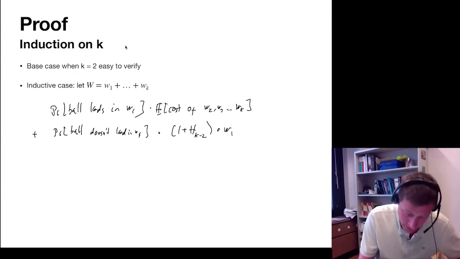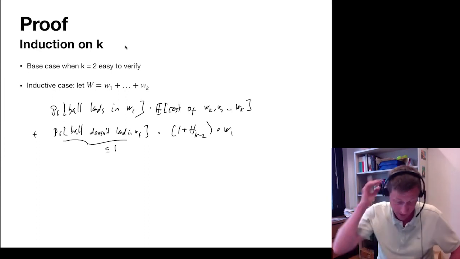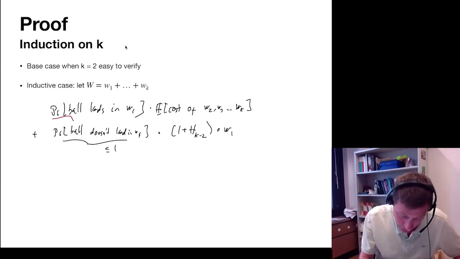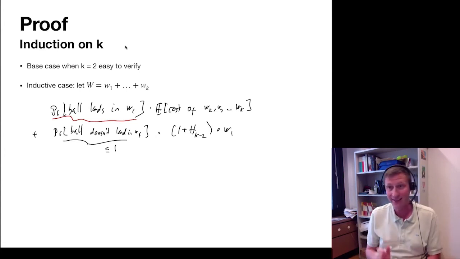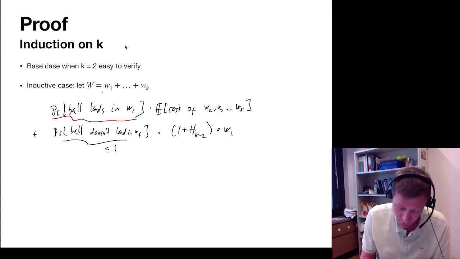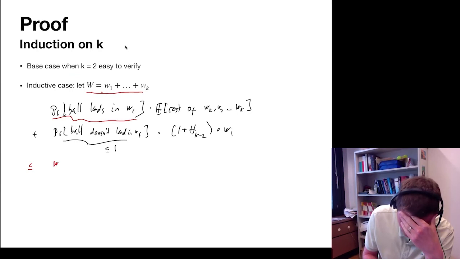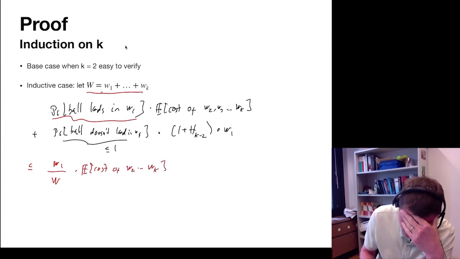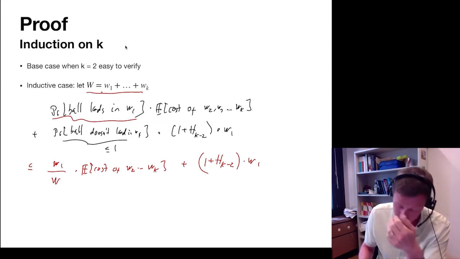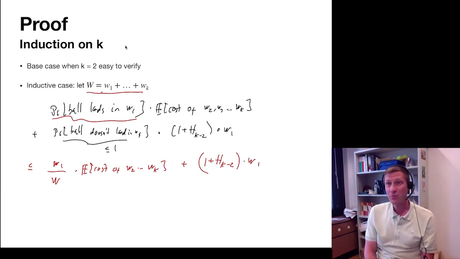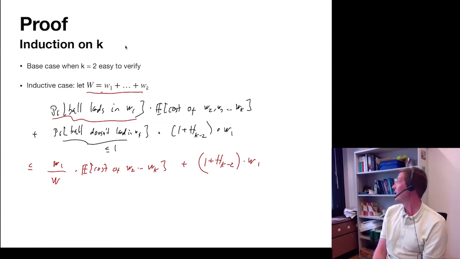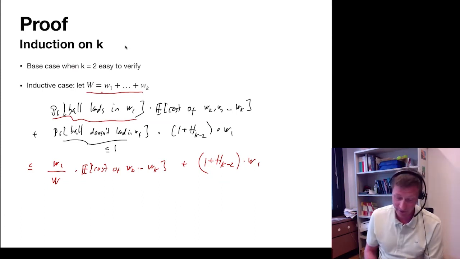Now I will upper bound this probability by at most one. It's a probability after all. And then I will worry about the probability the ball lands in W1. Well, that's exactly equal to W1 over the sum of widths, which we define to be capital W. So I will have that this is at most W1 over capital W times the expected cost of W2 to WK, plus 1 plus H_{k-2} times W1. Now we have to worry about what's the expected cost of the instance where my bin widths are W2 to WK.